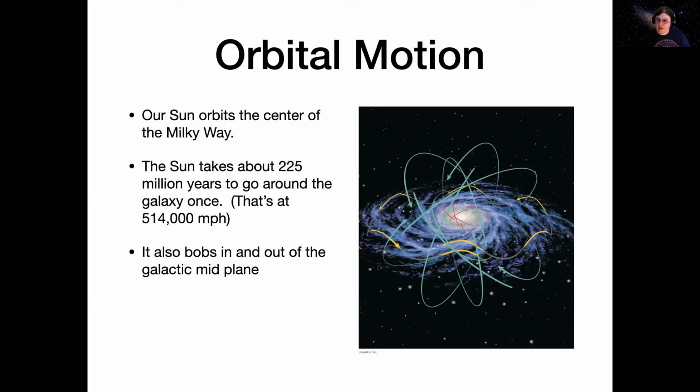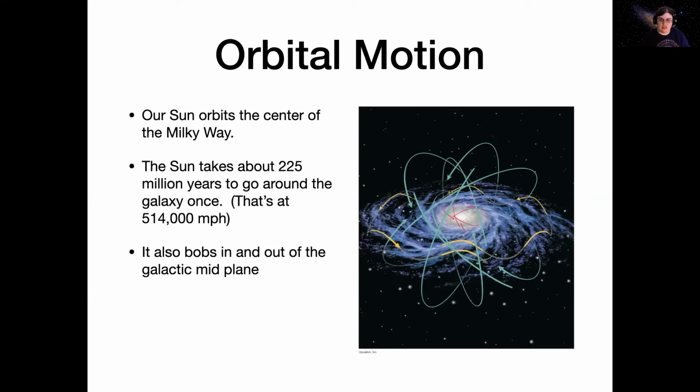Now, because our Milky Way isn't a nice, even, single object like planets going around the sun, as our sun orbits the galaxy, it bobs up and down. So sometimes it's at the top of the disk, sometimes at the bottom, sometimes it's in the midplane. And you can see its motion is kind of like the drawing of the yellow line here in this picture of a galaxy.